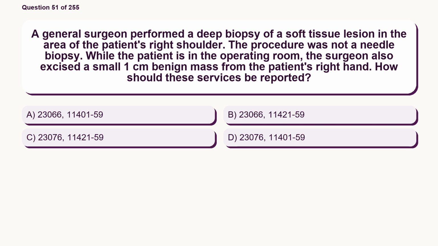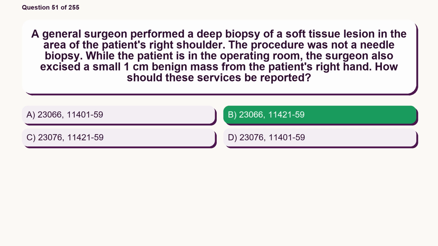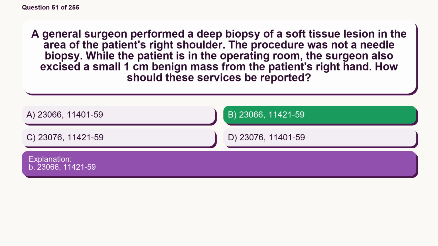Option A, 23,066, 11,401 to 59. Option B, 23,066, 11,421 to 59. Option C, 23,076, 11,421 to 59. Option D, 23,076, 11,401 to 59. The correct answer is option B, 23,066, 11,421 to 59. B, 23,066, 11,421 to 59. Question 52.